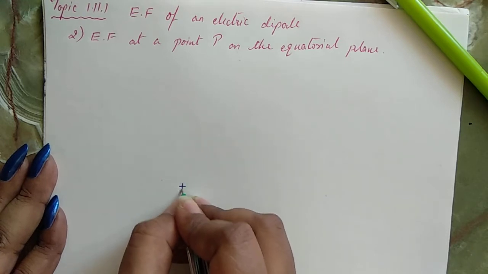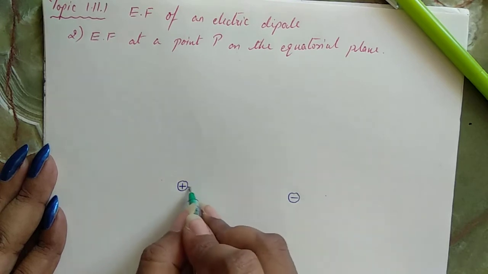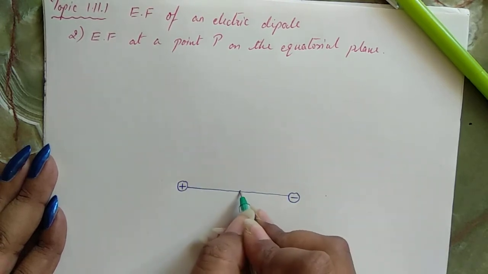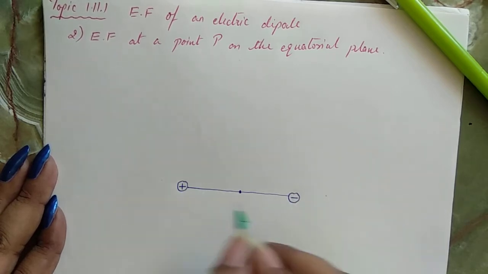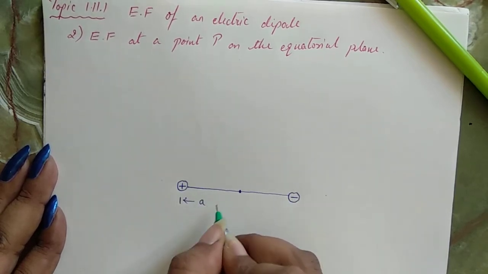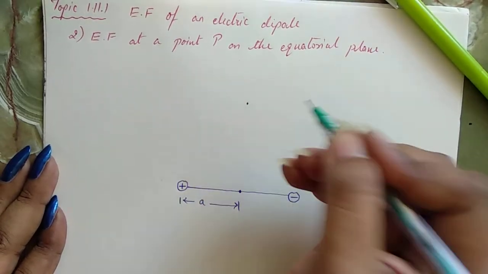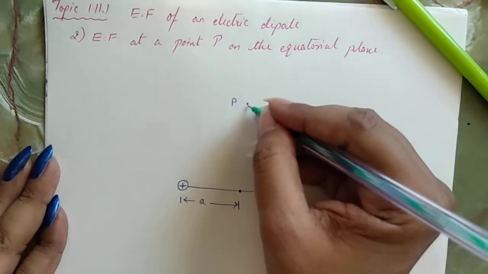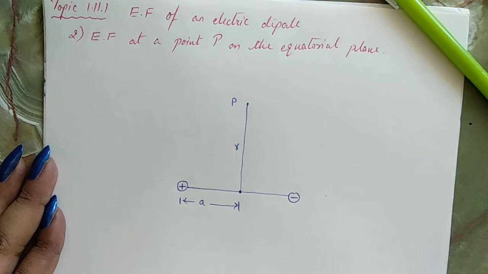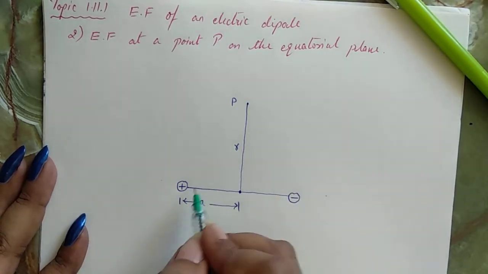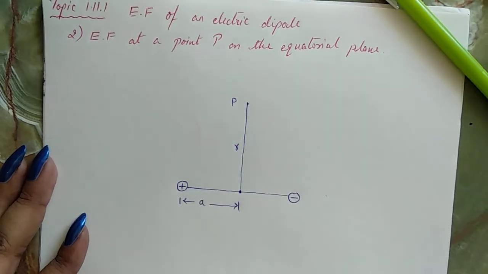Suppose this is our positive charge and this is our negative charge. This is the center of the dipole. We know that the total distance between both the charges is 2a, so this distance is going to be a. We need to calculate electric field at this point P, which is at a distance r from the center of the dipole. Now I'll be drawing the directions of electric field at this point P because of both the charges.